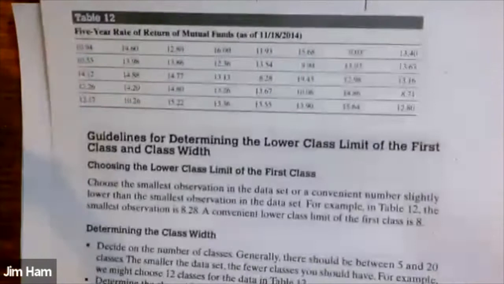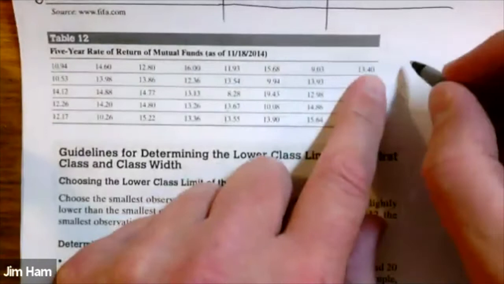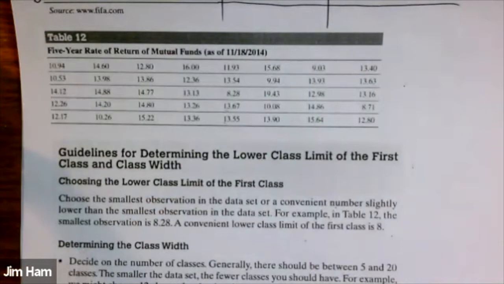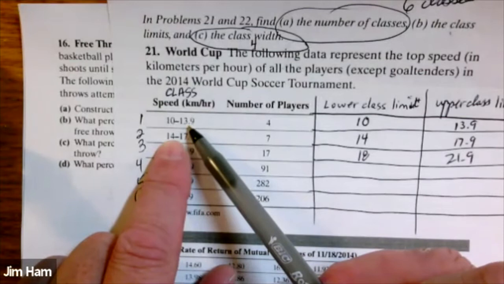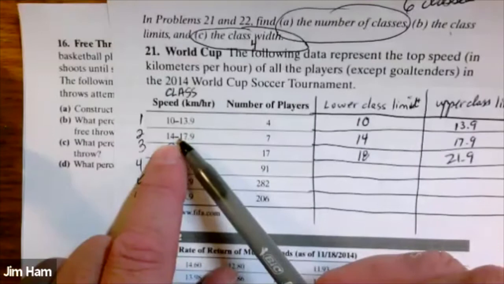So if your data are rounded to the nearest hundredth like these, then your class limits should also be rounded to the nearest hundredth. You want to make sure that you capture all the data values. So for example, if we had a data value that was 13.95, where would it go? It can't fit in the first class because 13.95 is larger than 13.9. It can't fit in the next class because 13.95 is less than 14.